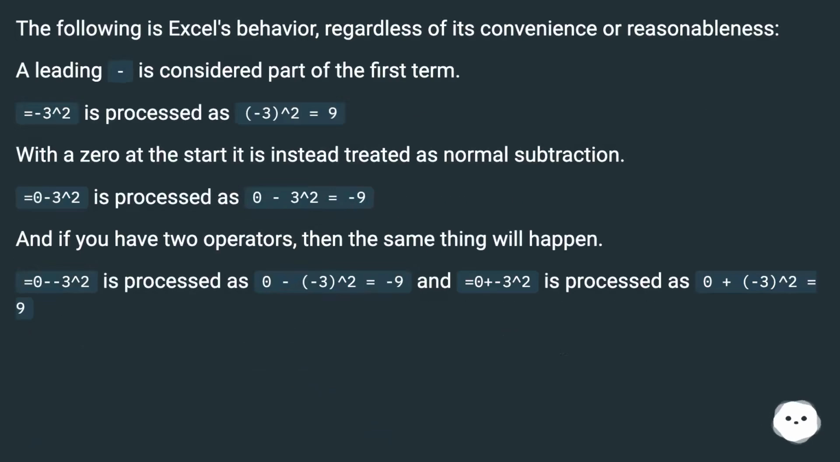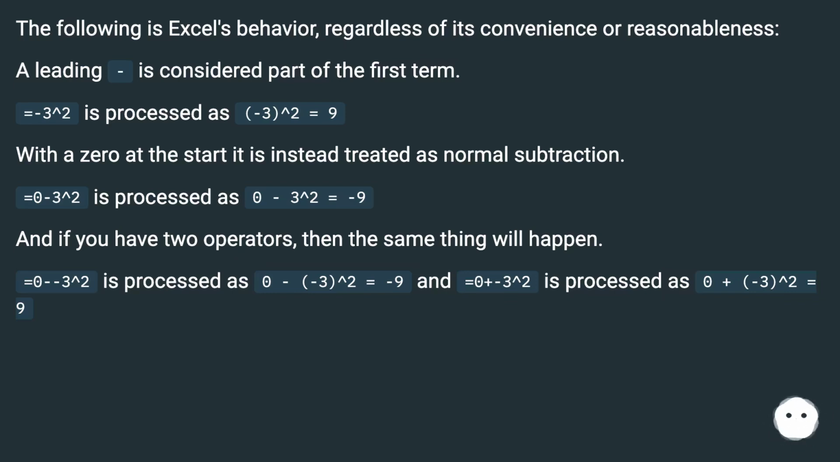The following is Excel's behavior, regardless of its convenience or reasonableness. A leading minus is considered part of the first term. =-3^2 is processed as (-3)^2 equals 9. With a 0 at the start, it is instead treated as normal subtraction. =0-3^2 is processed as 0 minus 3 squared equals -9.